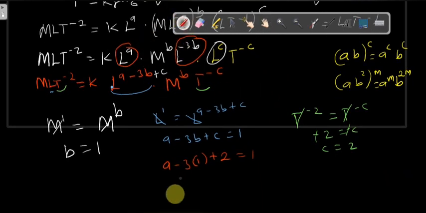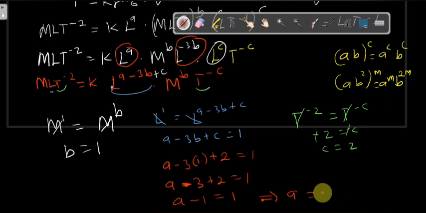So from here, a minus 3 plus 2 is equal to 1. So I have a minus 3 plus 2, that is a minus 1, equals 1. From here, we can say that a is equal to, if this goes this way, becomes 1 plus 1, which is equal to 2. So therefore, a is equal to 2, b is equal to 1, and c is equal to 2.